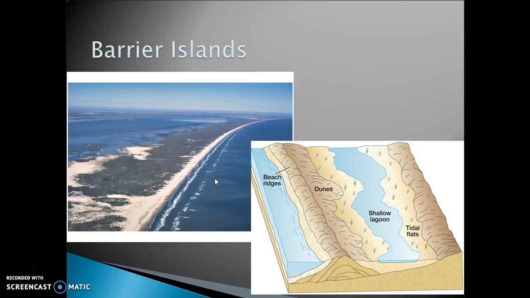Another depositional feature are barrier islands. These are islands that are long and narrow, and they grow parallel to the coastline. These islands build up, again, by deposition, as ocean water deposits sediment when it reaches a shallow area near the coastline. Behind it, we also have a lagoon that forms.